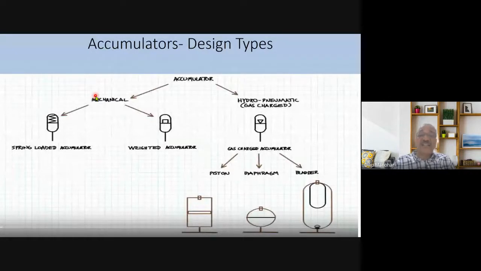So these are the designs of the accumulators. This is a spring-loaded accumulator. This is a weight loaded accumulator. This is a gas charged accumulator. This is also known as hydropneumatic. In hydropneumatic, there are three types: piston, diaphragm, and bladder. We'll only study the bladder.